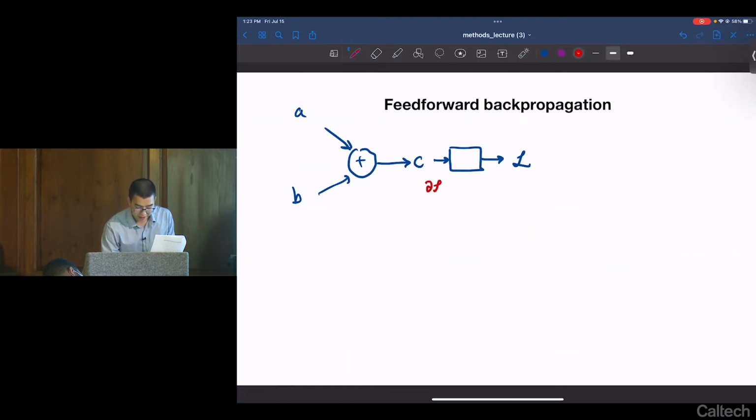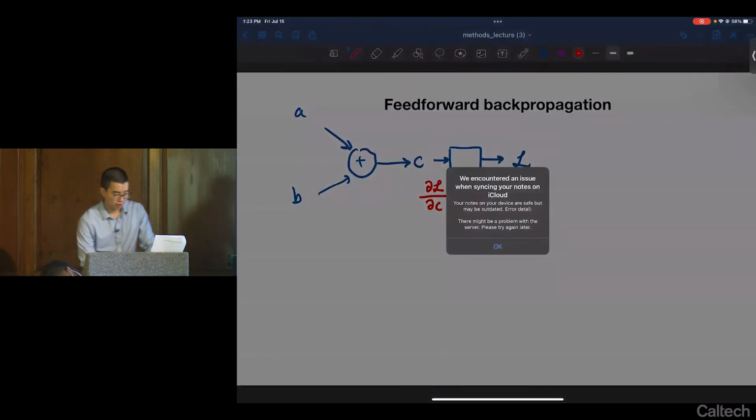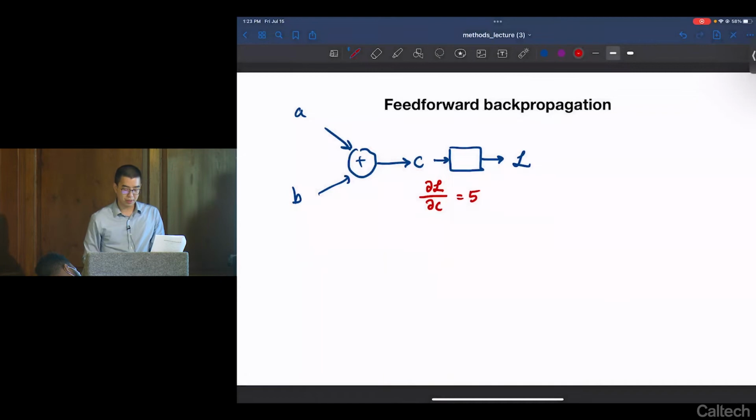So I can compute DLDC, and let's say that it has some value like 5. So backpropagation is then the action of taking DLDC and then pushing it through upstream nodes to calculate DLDA and DLDB. All right. Forward propagation is the act of computing the forward computation.